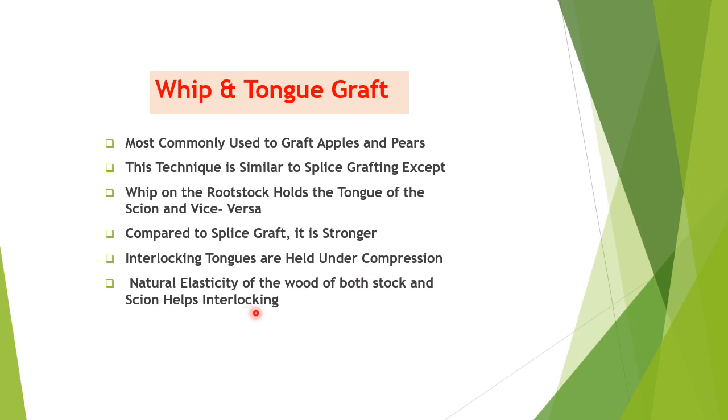The natural elasticity of the wood of both stalk and scion helps interlocking. Though you are putting the stock and the scion together and using the wrapping material, one more thing giving more strength is the whip and tongue, because there is a natural elasticity of the wood. It is both the stock and the scion which helps their interlocking.